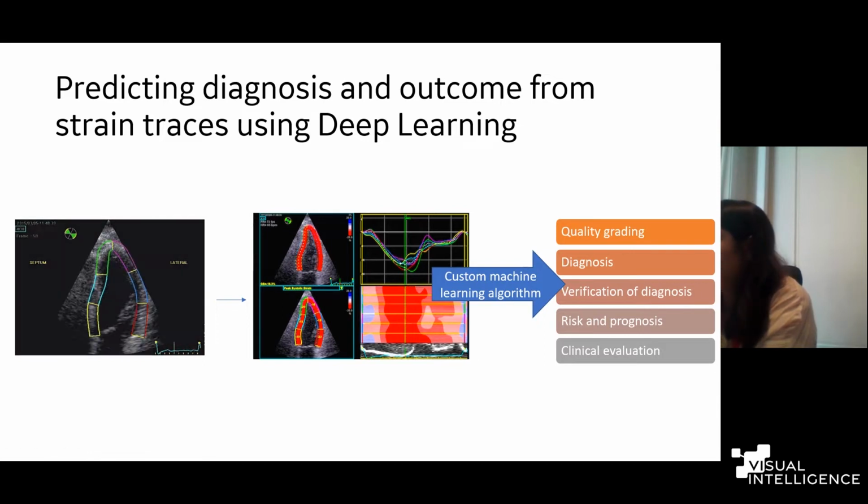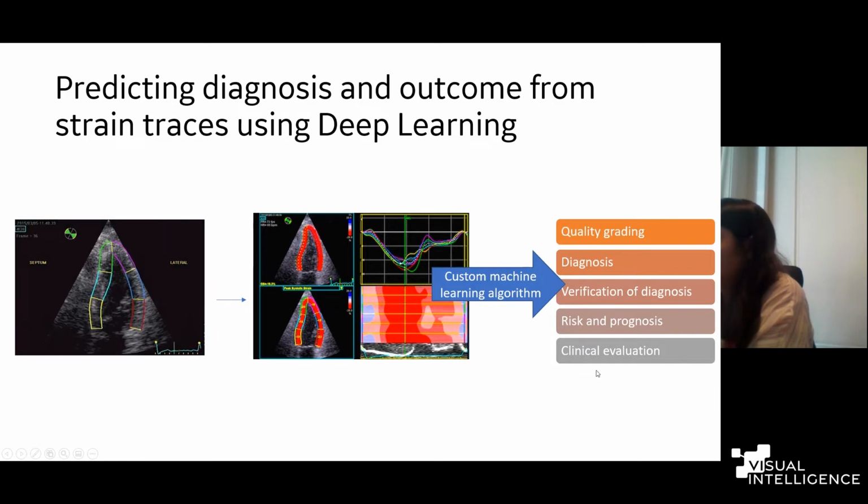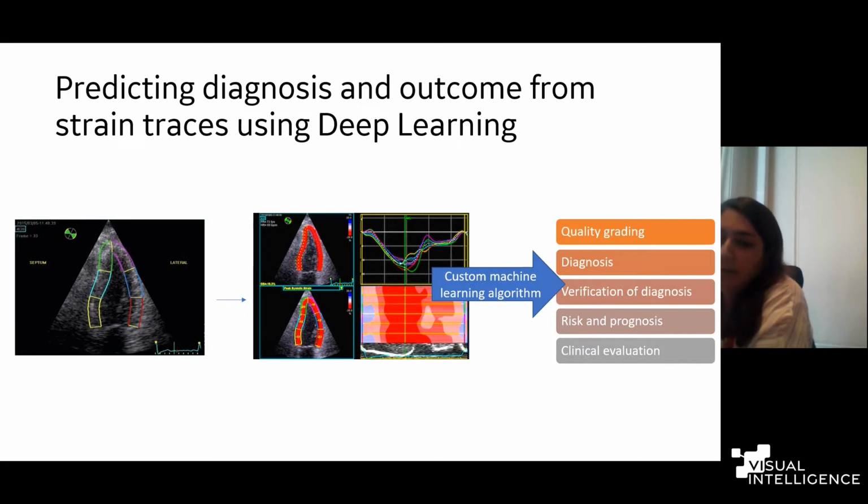So we know that the software works well to track the segments and give us the strain measurements, but we are not sure when we can trust the strain values and how those strain curves can translate into diagnosis. So we would like to develop custom machine learning algorithms, several of them, to automatically grade the quality of the strain, to get automated diagnosis, and also quantify the risk and prognosis, the poor outcomes that we were mentioning earlier, and also to validate these algorithms on the clinical data by applying them on real patient data.